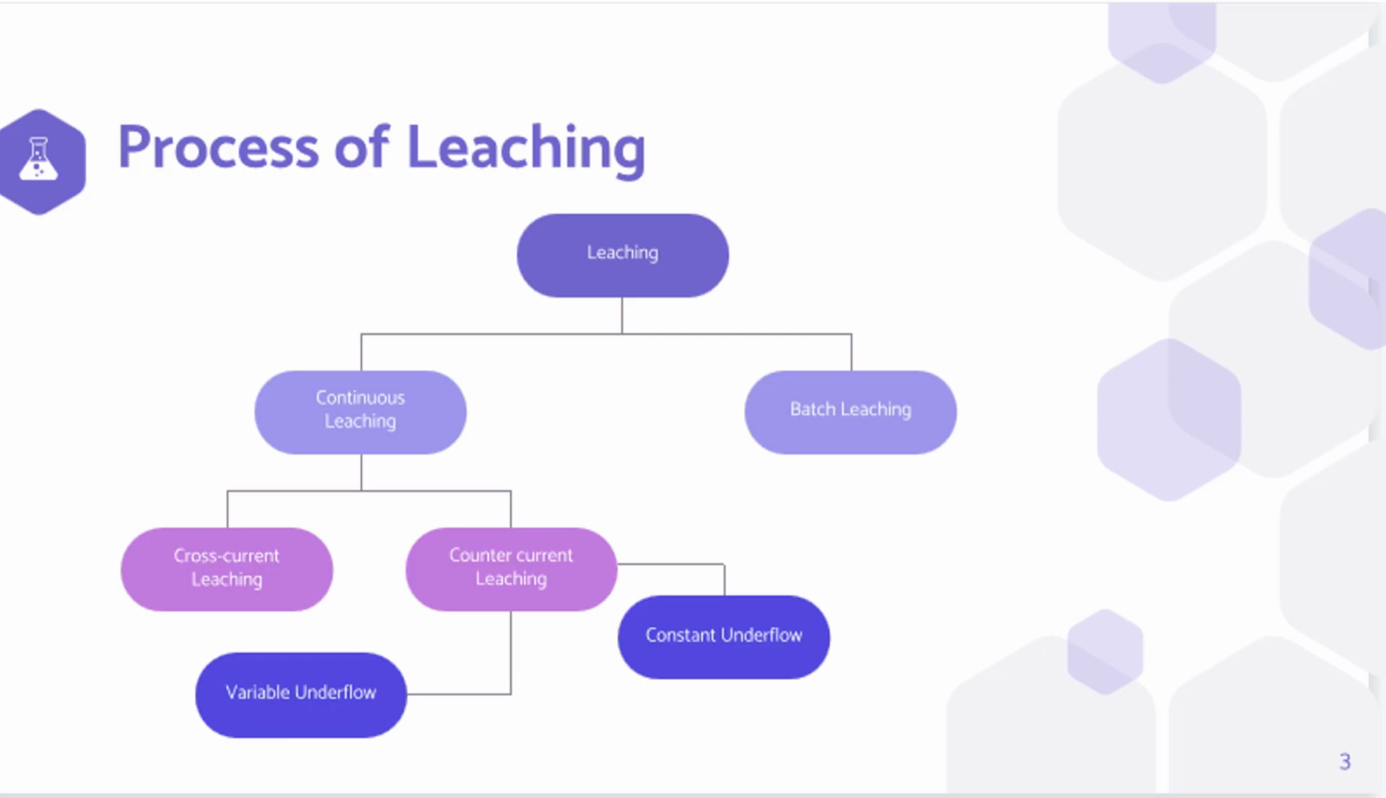And continuous leaching, which is the process of leaching by the use of continuous equipment in which the solid and liquid are both moved mechanically. Continuous leaching can either be cross-current leaching or counter-current leaching. For counter-current leaching, it has two branches, the constant underflow and the variable underflow.